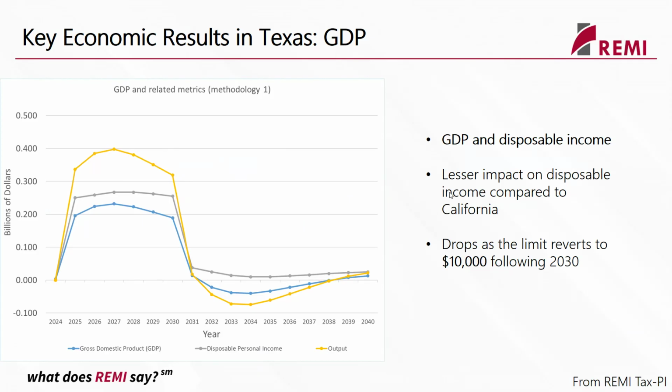As you can see in this extended analysis, there is a precipitous drop following the reversal back to the $10,000 limit following 2030. There is a considerably smaller impact on disposable income compared to the output, as opposed to California's near equal impact on those two categories. But personal disposable income does not dip below the baseline, in contrast with California's case. This reflects the fact that when we're turning to a relatively more austere environment, the fact that Texas faced a smaller tax savings in the first place lessens that impact.